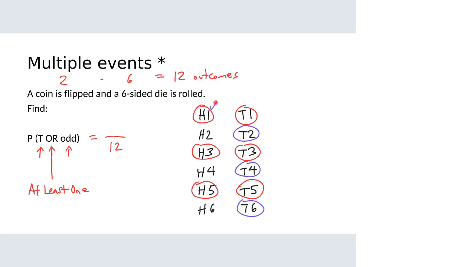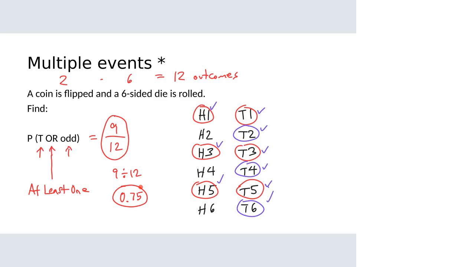Altogether I have 1, 2, 3, 4, 5, 6, 7, 8, 9 successes. I have 9 successes and 12 outcomes. So my probability here of getting tails or an odd number is 9 out of 12. You could reduce that to 3/4 if you want to. If you were asked to write this as a decimal, you would just do 9 divided by 12 and end up with 0.75. And that would be the decimal version of this answer.